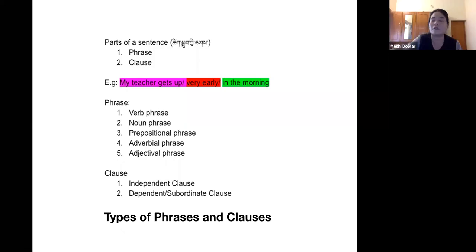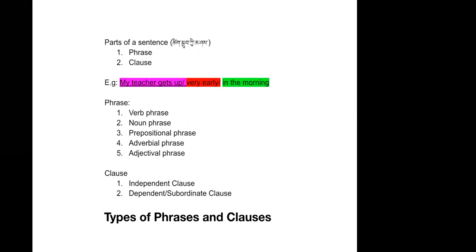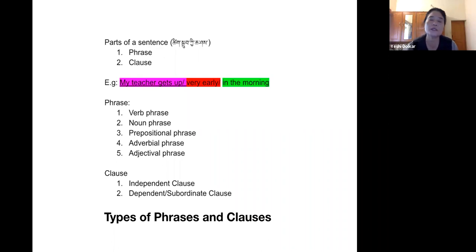and clauses in sentences that we did the last time. And there can be different kinds of phrases. Phrase, if it begins with a verb, it's a verb phrase. If the phrase begins with a noun, it's a noun phrase. If it begins with a preposition, you get a prepositional phrase. If it begins with an adverb, you get an adverbial phrase. If it begins with an adjective, you can have an adjective phrase. So depending upon what that phrase begins with, you can have different kinds of phrases.